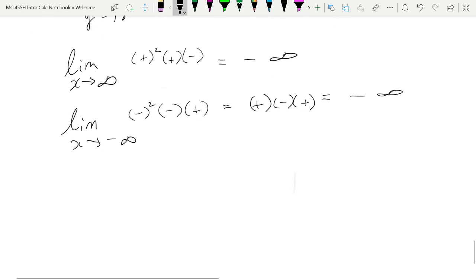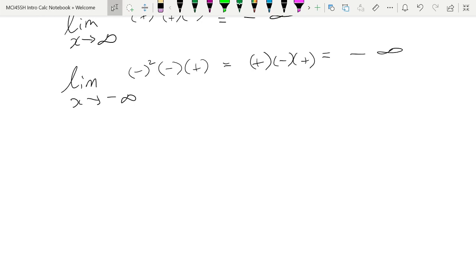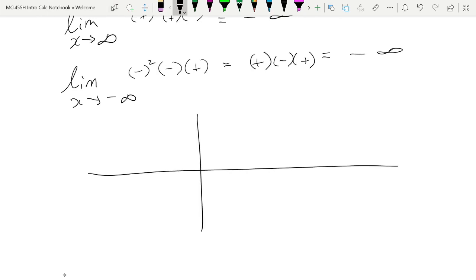So in the end, what do I know about this graph if I wanted to sketch it? Well, I know that it has an x-intercept of negative 2. It has a y-intercept up here at 18. It has another x-intercept at 1, and then the other one was 3. And I just found out that it doesn't have horizontal or vertical asymptotes, but I know that these arms are going to go down forever, and this arm is going to go down forever.